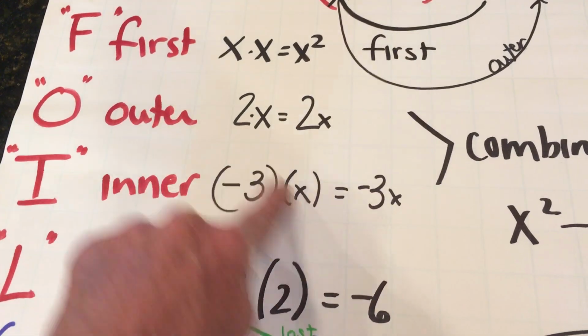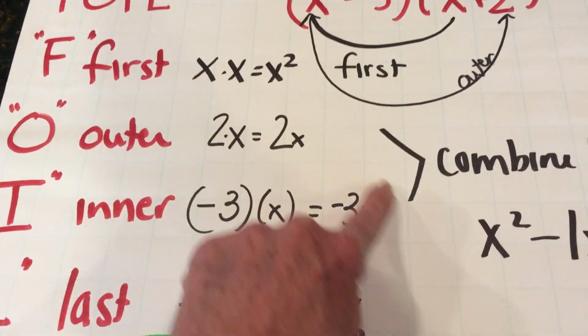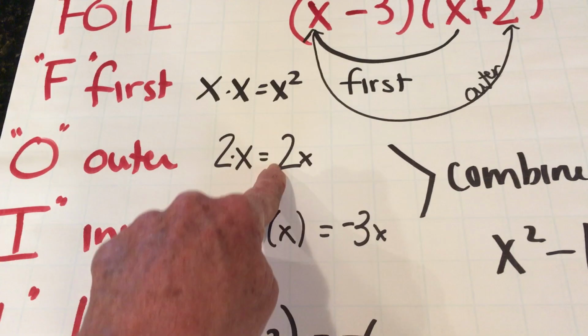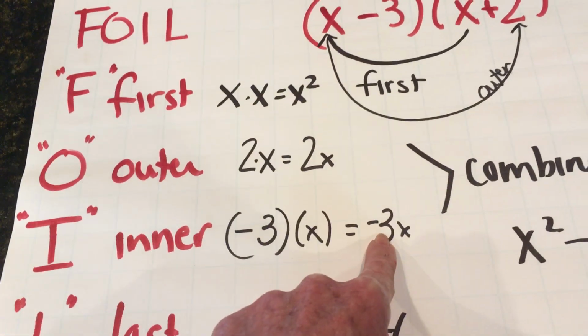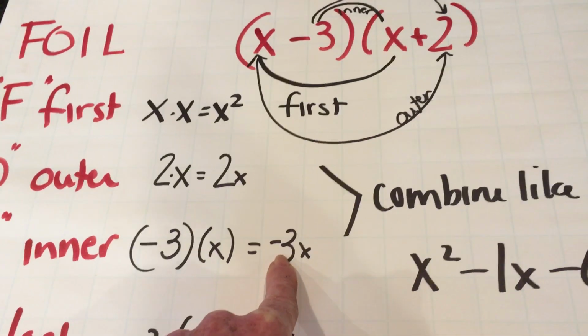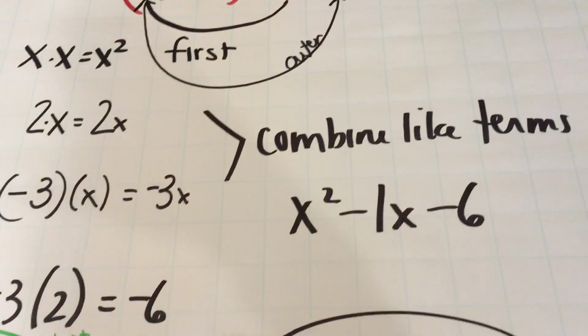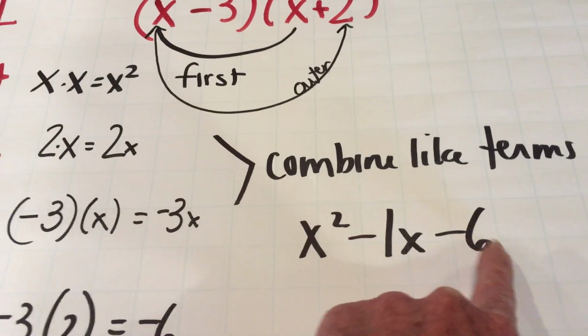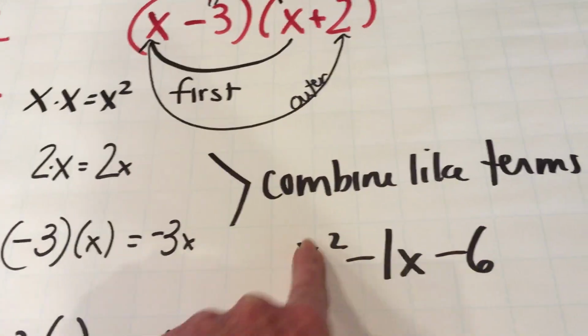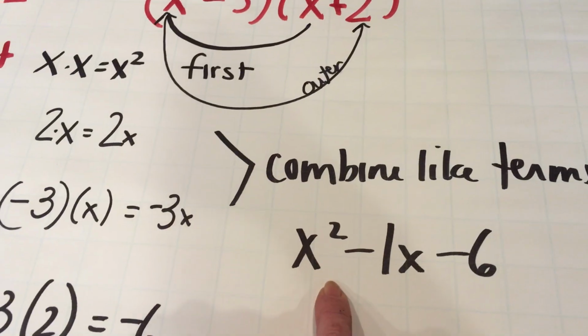We're going to combine our like terms. We have 2x's and negative 3x's. So if you have 2 of something and you owe me 3, you owe me 1. So your final answer would be x squared minus 1x minus 6. X squared minus 1x minus 6. We cannot combine any of these terms because they're not like terms.